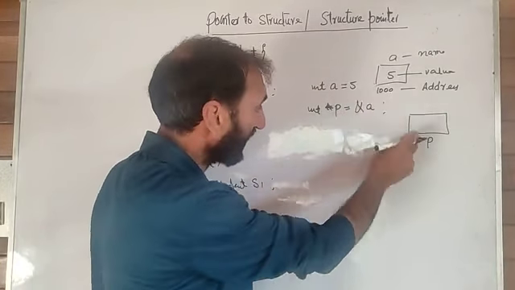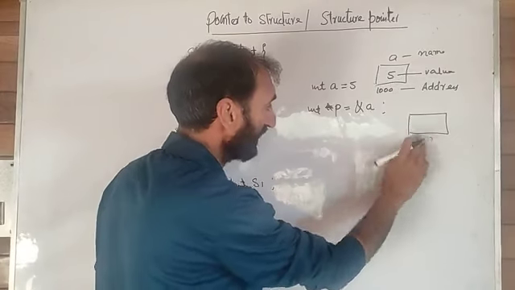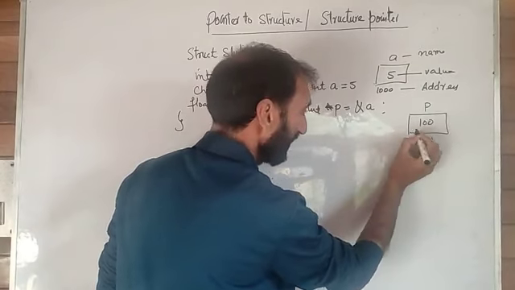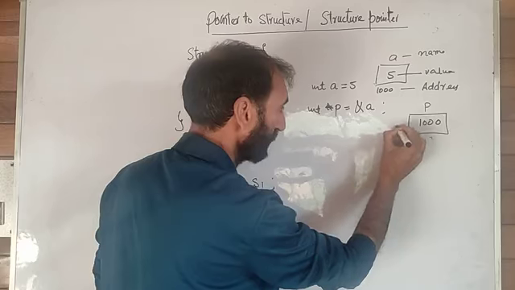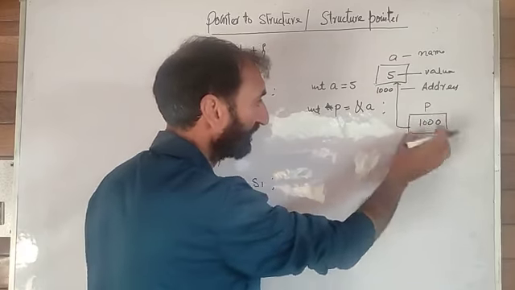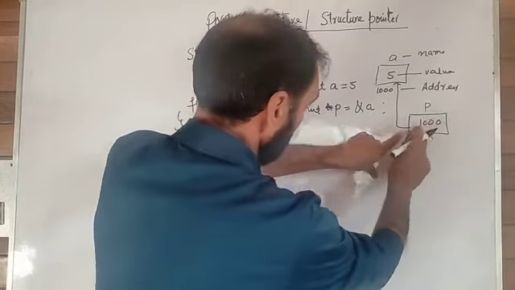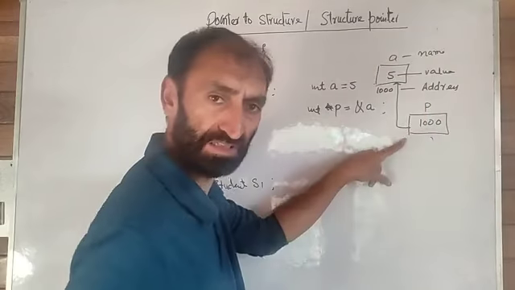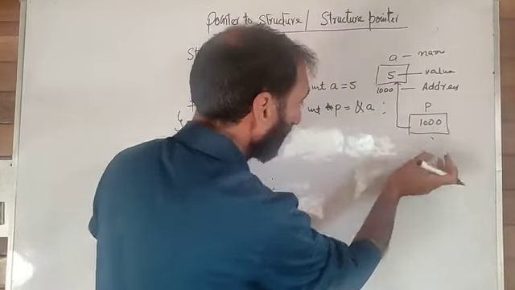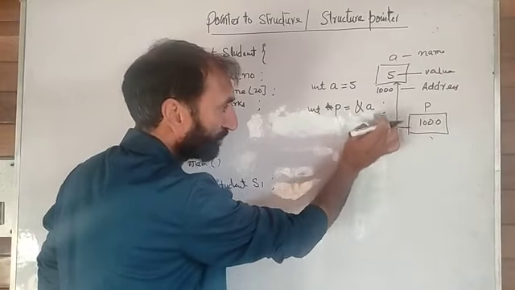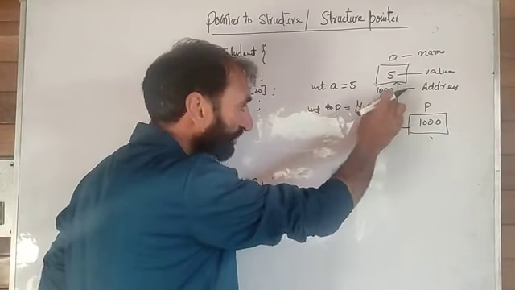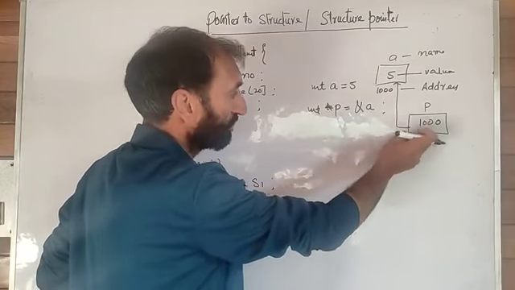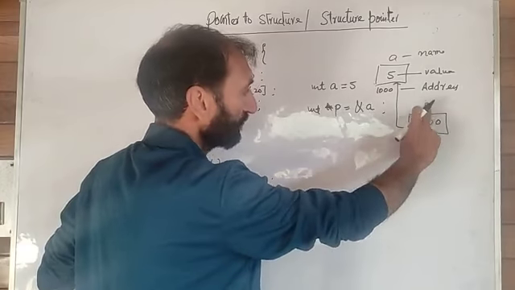What is the address of A? Here, the address of A is 1000. That means 1000 is going to be stored in P. Now it means that this P points to A. P is a pointer because a pointer is a variable that stores the address of another variable. Address of A is 1000, and that is going to be stored in P.